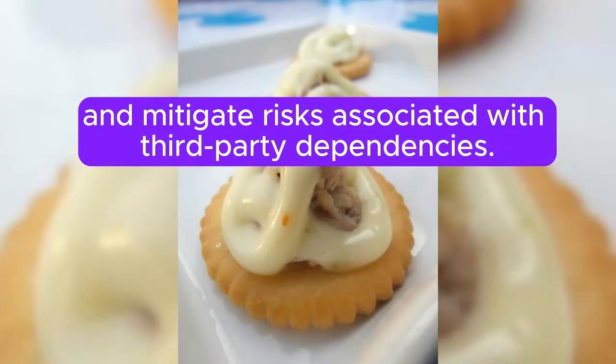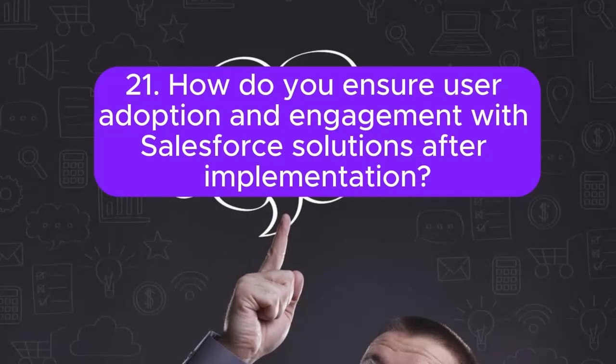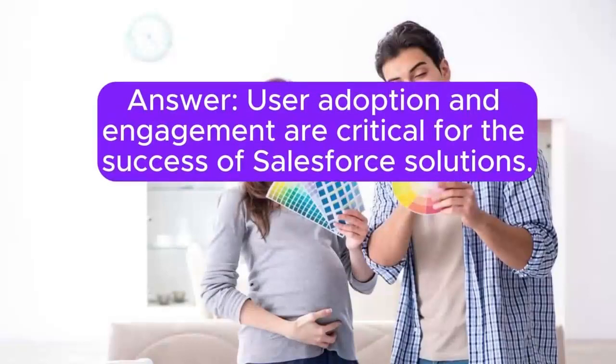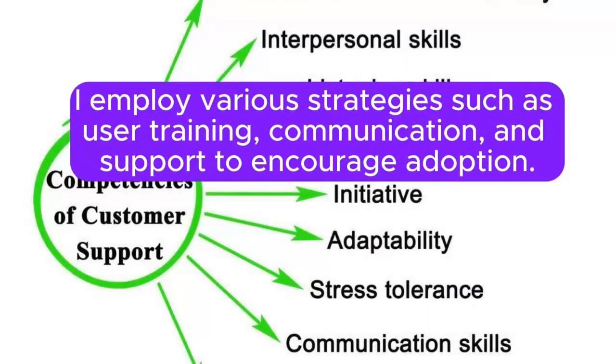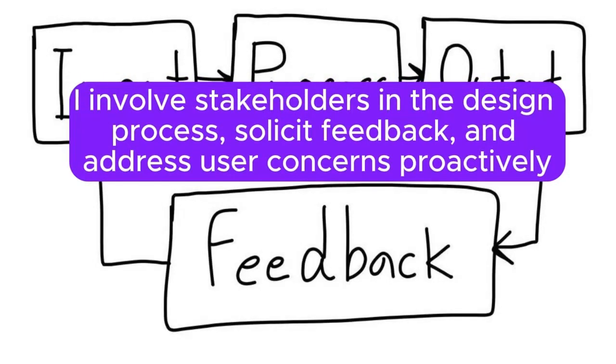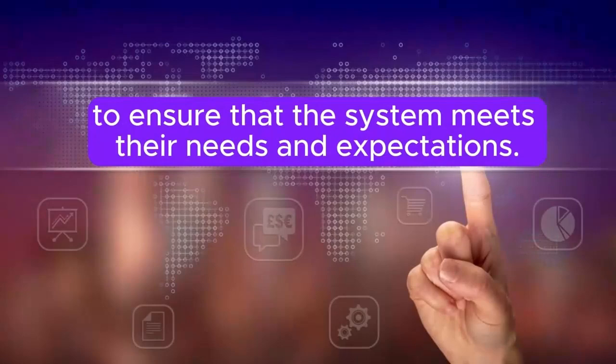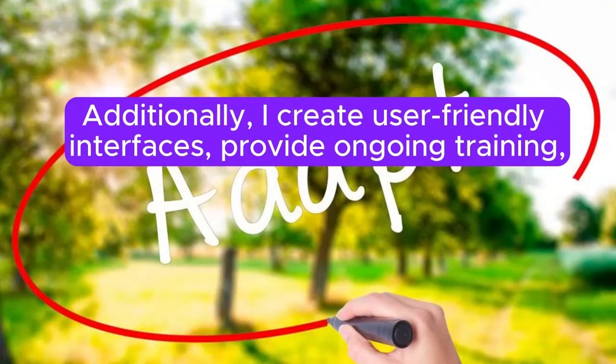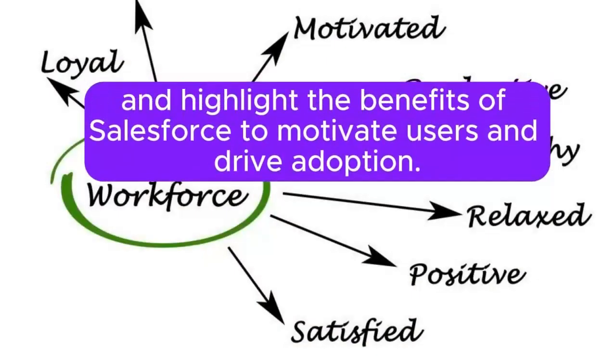with third-party dependencies. 21. How do you ensure user adoption and engagement with Salesforce solutions after implementation? Answer: User adoption and engagement are critical for the success of Salesforce solutions. I employ various strategies such as user training, communication, and support to encourage adoption. I involve stakeholders in the design process, solicit feedback, and address user concerns proactively to ensure that the system meets their needs and expectations. Additionally, I create user-friendly interfaces, provide ongoing training, and highlight the benefits of Salesforce to motivate users and drive adoption.